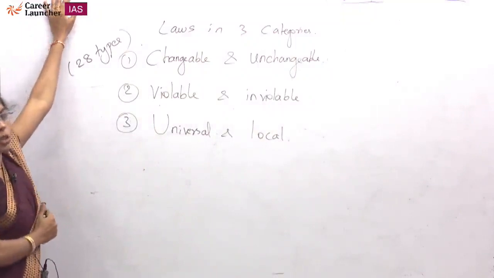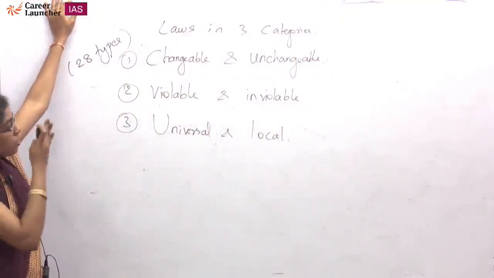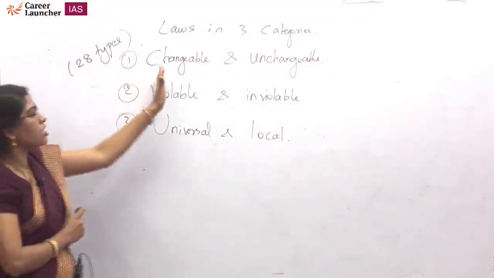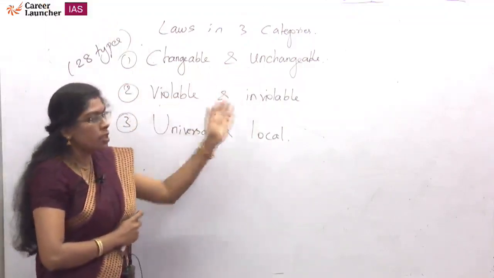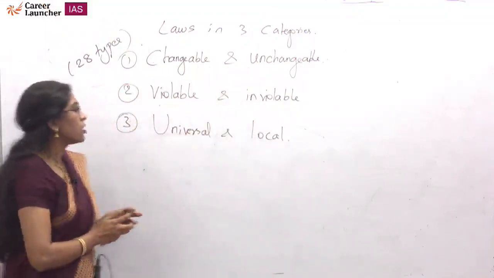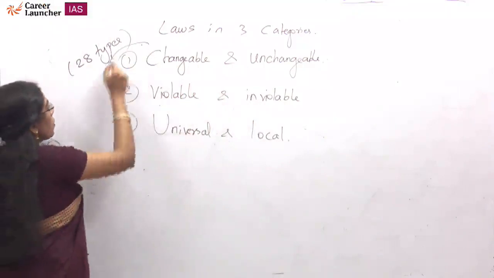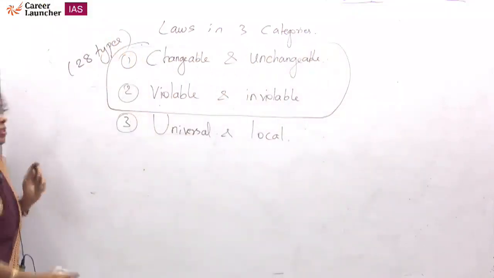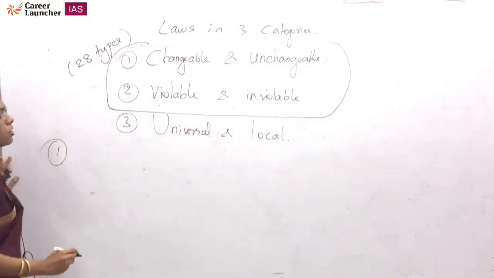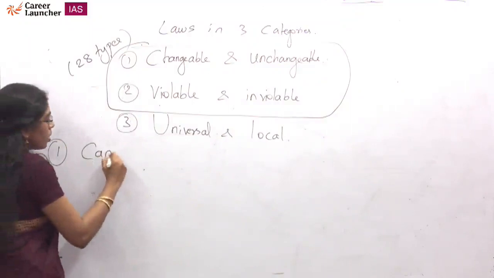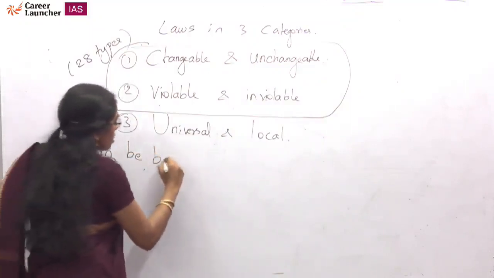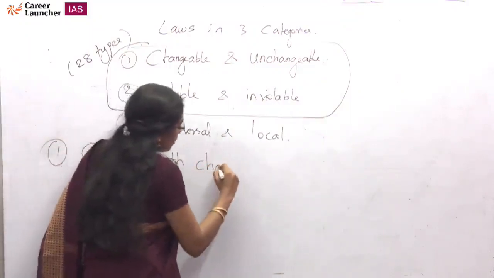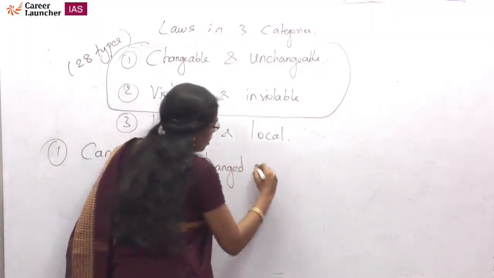But when we are talking about laws, we can categorize laws into three categories. One is changeable and unchangeable, violable and inviolable, universal and local. In this, we can take only these two and compare four types of law. First one, the laws that can be both changed and violated.